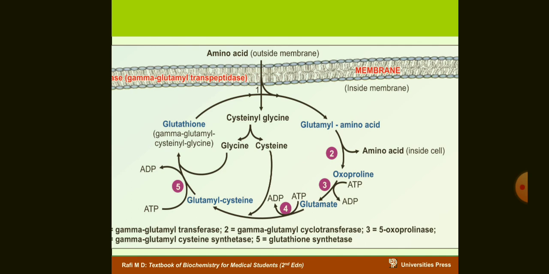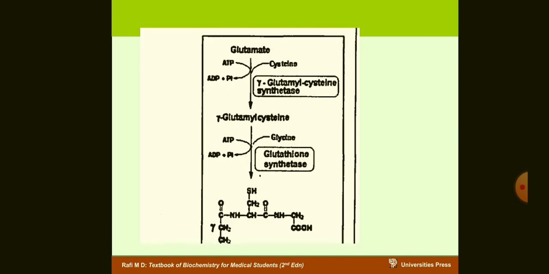Oxoproline is converted into glutamate. Glutamate then reacts again with cysteine to form gamma glutamyl cysteine. This way, this cycle goes on, and in each round, one amino acid is transferred from outside the cell membrane to inside the cytosol. This diagram shows the mechanism of this transport system, how glutathione is formed.